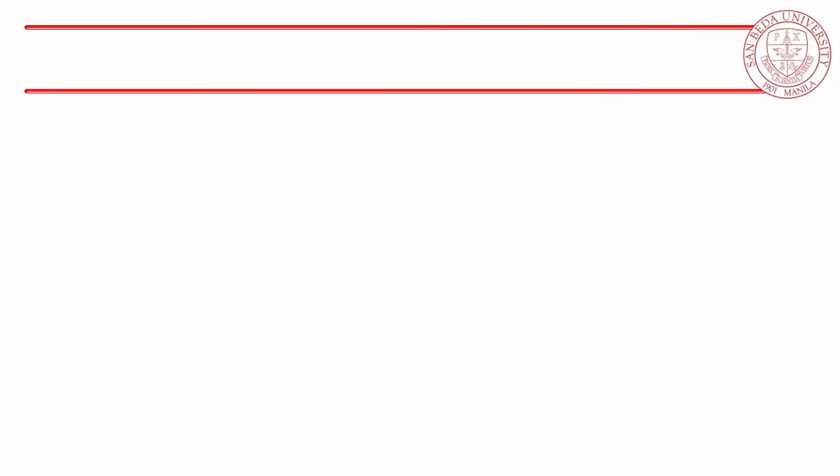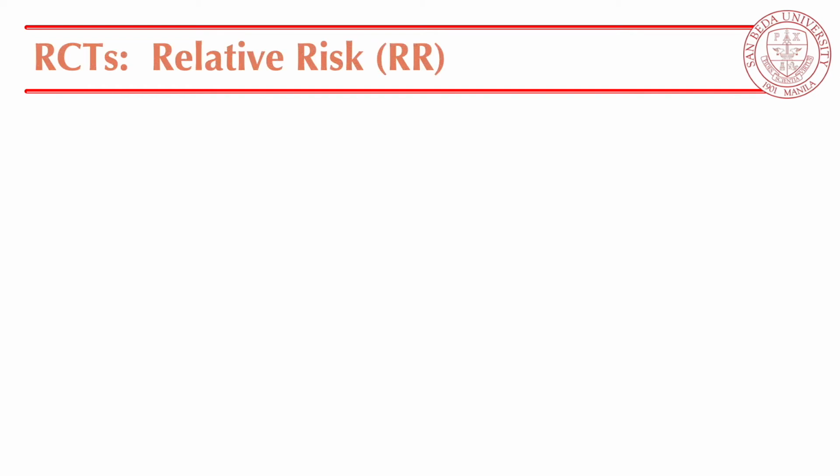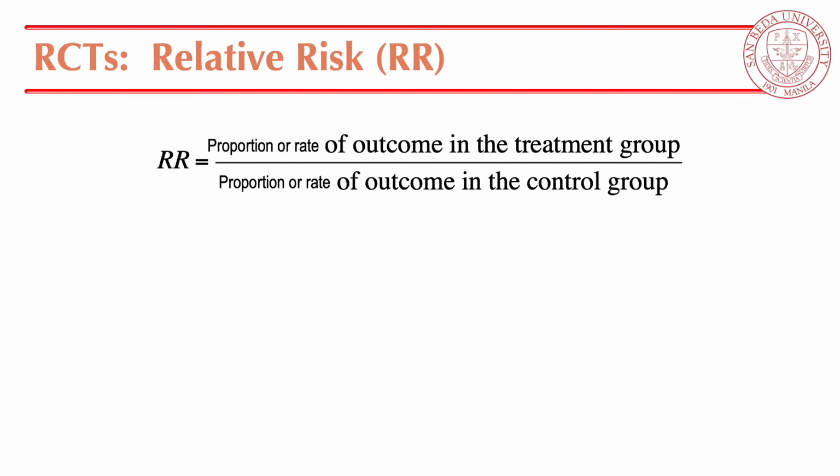Now, as I just mentioned, computing for the mean difference is quite easy, so I won't spend so much time on it anymore. What I will spend more time discussing, though, would be the treatment effects for dichotomous outcomes. You have already covered them as early as in Medical Research 1, so I suggest you go back to your notes about these measures. Let us first start with relative risk, or RR. RR is equal to the proportion or rate of the outcome in the treatment group divided by the proportion or rate of the outcome in the control group.